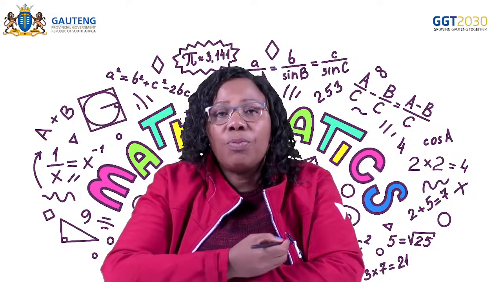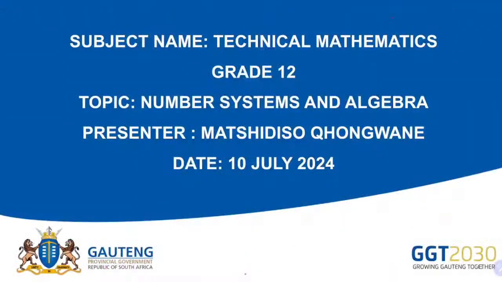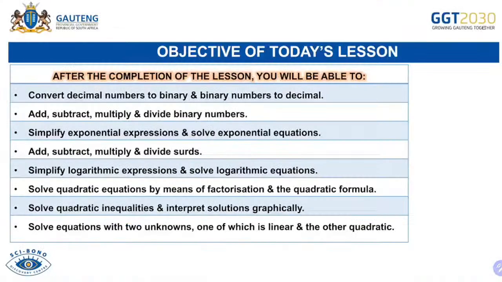Okay, grade 12, our topic for today, we will be revising number systems and algebra. After the completion of today's lesson, you must be able to convert decimal numbers to binary and binary numbers to decimal. And then you must also be able to add, subtract, multiply, and divide the binary numbers. Also to simplify exponential expressions and to solve exponential equations.